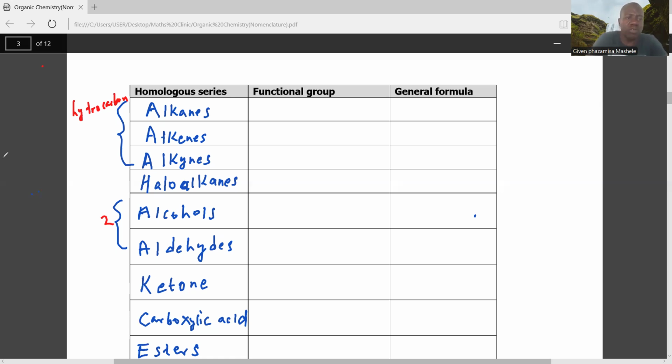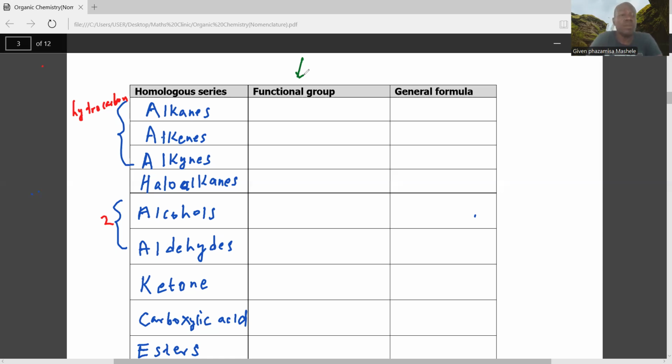So now, to remember these things again, you also need to familiarize yourself with their functional groups. As I said, the functional group is an atom or a bond or a group of atoms that determines the physical and the chemical properties of that organic compound. So these are called functional groups.